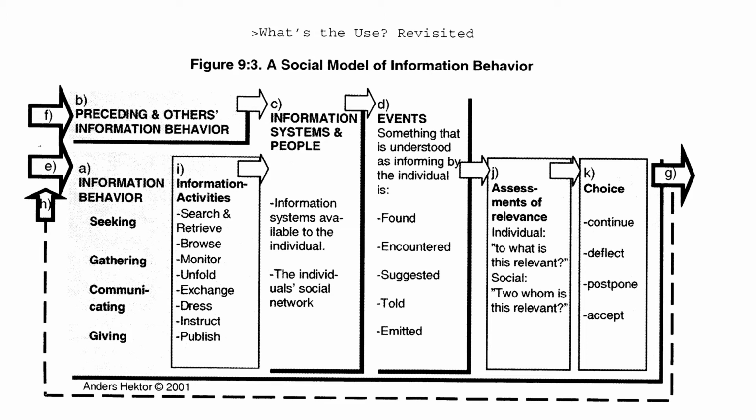There are a number of different theories and models for discussing information behavior. One that's used in this module's reading is Anders Hector's social model of information behavior. I'll link to a video with some other models in this week's materials in case you'd like to explore them. Hector's model was developed for talking about information behavior in everyday life, not academic or work situations, but the activities are meant to be pretty broadly applicable.